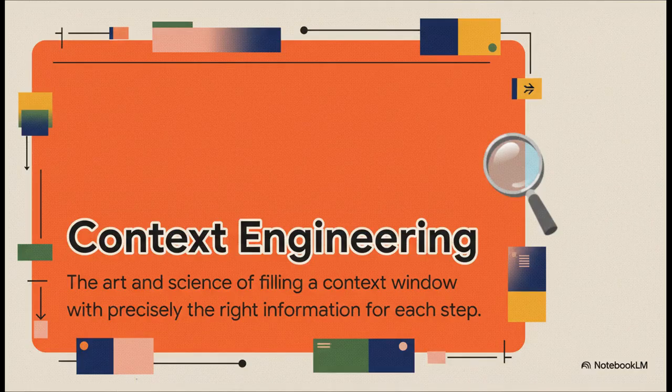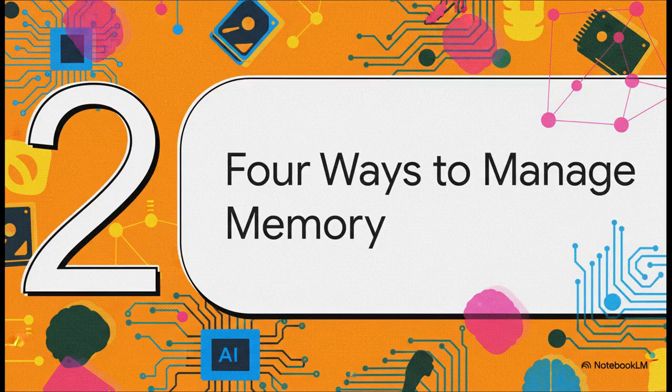So to define it, context engineering is basically the art and the science of strategically curating what goes into that working memory. It's not just about cramming more and more data in there. No. It's about putting precisely the right information at precisely the right time for every single step the agent is about to take. And just like the OS on your computer, this AI operating system has a few core functions for managing all that memory. We can break them down into 4 key strategies that you'll see all the top agent developers using today.